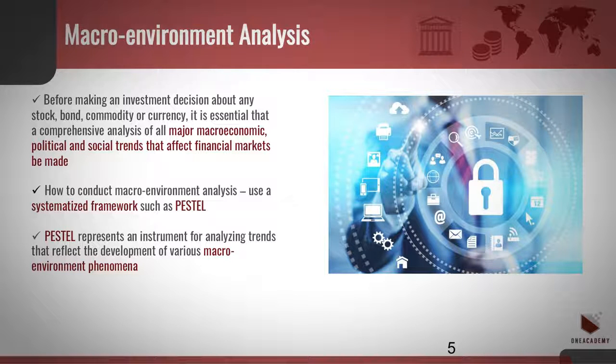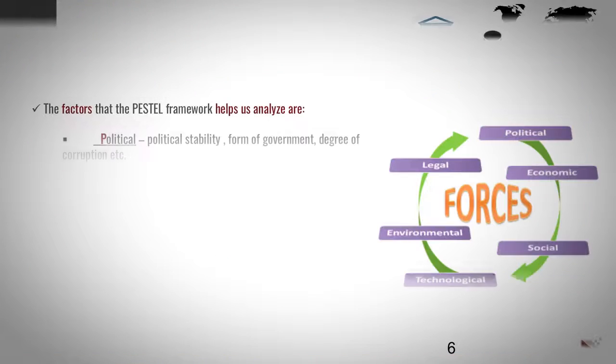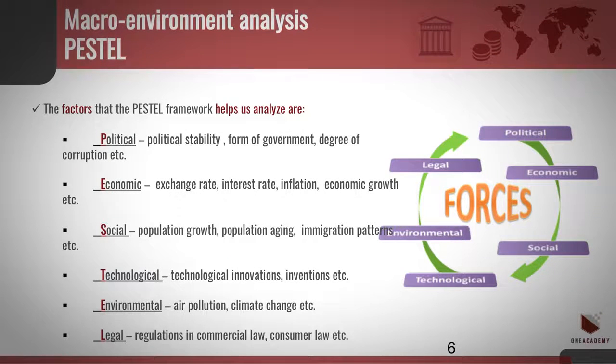How to conduct macro-environment analysis? Use a systematized framework such as PESTLE. PESTLE represents an instrument for analyzing trends that reflect the development of various macro-environment phenomena. The factors that the PESTLE framework helps us analyze are: Political: stability, form of government, degree of corruption, etc.